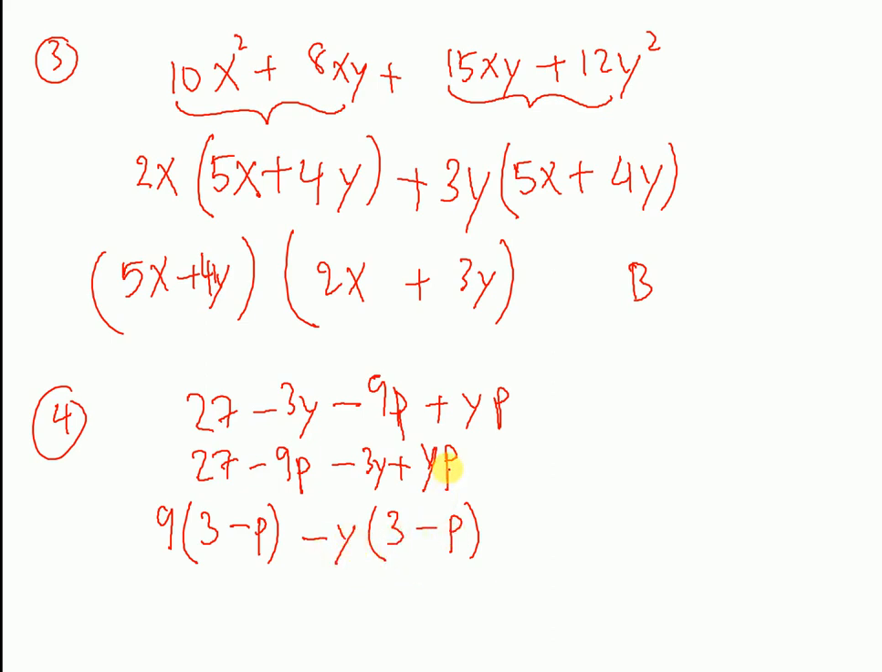Now these two terms also give you the common factor of 3 minus p. So I can do that one more time. 3 minus p. If I took out 3 minus p here, the first term I have 9 left. The second term I have minus y left. So this is the final answer, which is A.